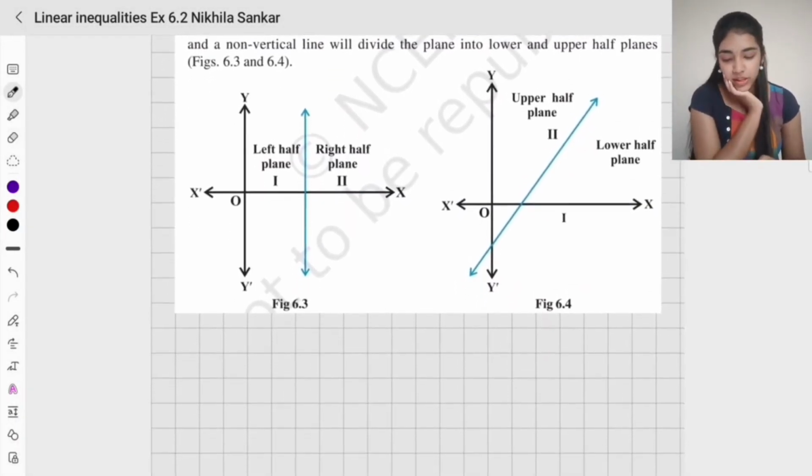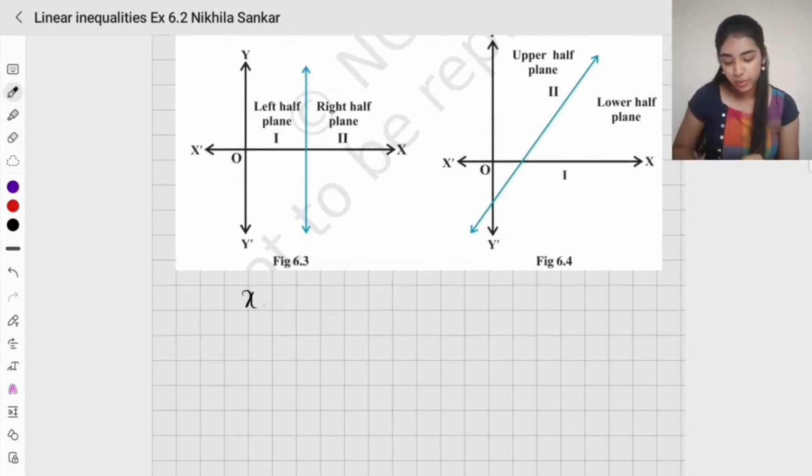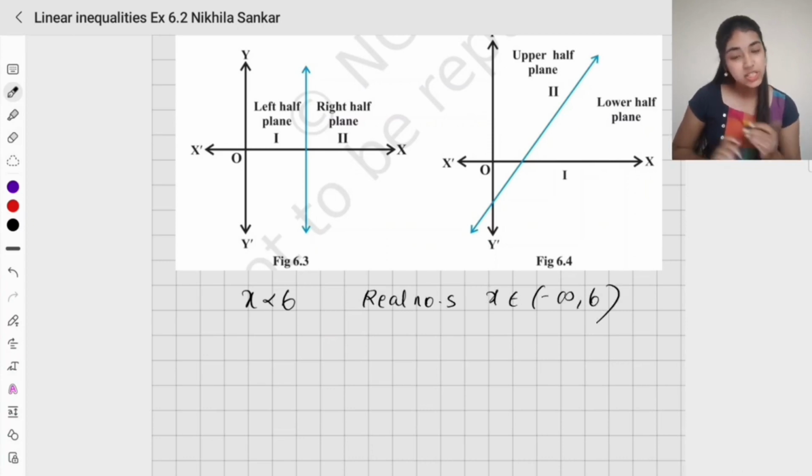So far we were only dealing with numbers and variables in inequations. Now we are also going to deal with graphs, how to find the solution using a graph. Before this, what did we do? Now x less than 6, what are all the solutions when it comes to real numbers? When it comes to real numbers, we'll have x belongs to all the numbers from minus infinity to 6, not including 6.